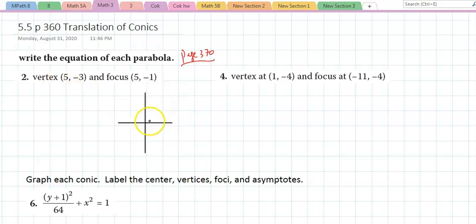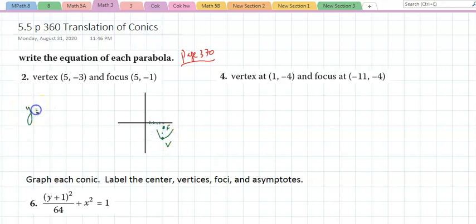The vertex is at 5, 3. 1, 2, 3, 4, 5. 1, 2, 3. Again, this is just for reference, nothing more. And the focus is at 5, negative 1. This is the focus. If this is the vertex, that means the parabola opens up.